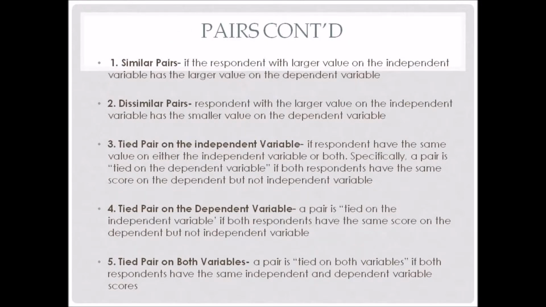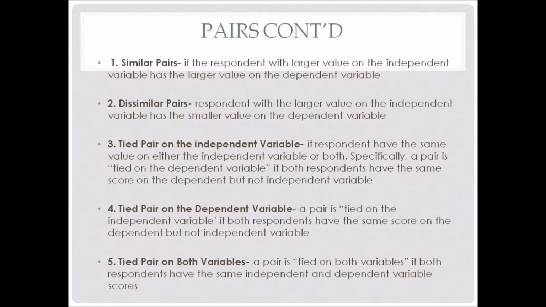Pairs are divided into 5 subcategories. These are similar pairs, if the respondent with the larger value on the independent variable has the larger value on the dependent variable. Dissimilar pairs, if the respondent with the larger value on the independent variable has the smaller value on the dependent variable. Tied pair on the independent variable, if the respondents have the same value on the independent variable but not the dependent variable.